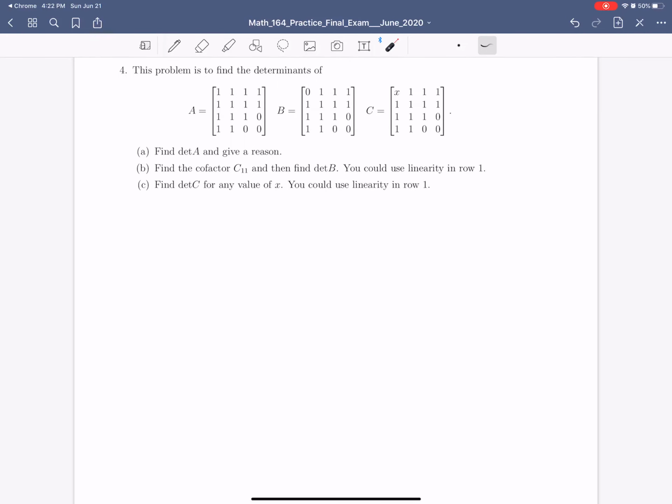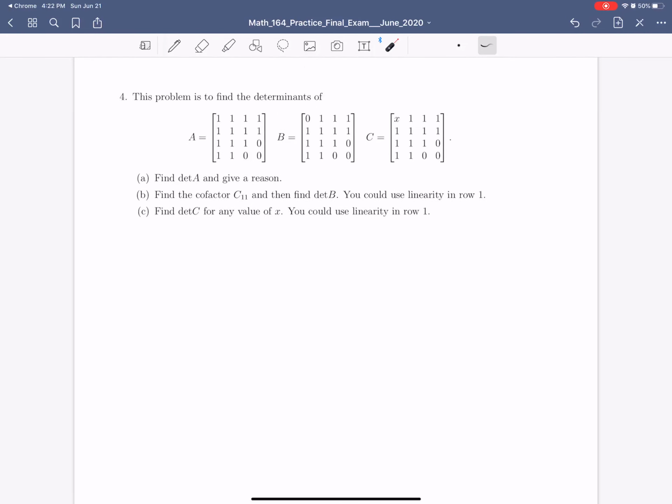All right, next problem. The problem is to find the determinants of A, B, and C. So for part A, find the determinant of A and give a reason. Why do I want this give a reason? Because I don't really have to solve determinants for part A. The determinant of A is 0 because row 1 equals row 2. So when you have linearly dependent rows, or multiples of each other or equal rows, the determinant is 0. That tells you that A is non-invertible.